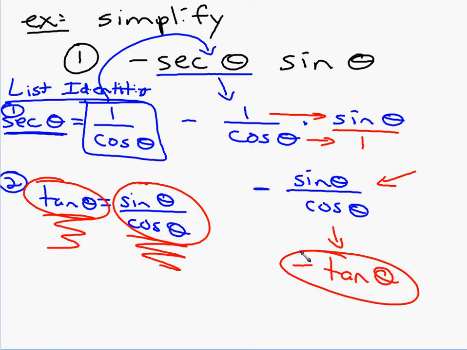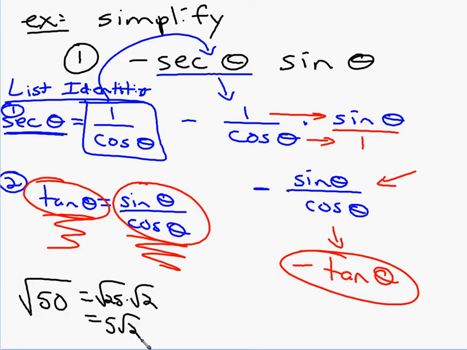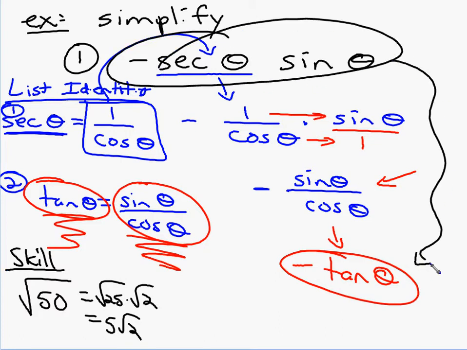Now, a lot of times people ask, what's the point of this? Well, the point is learning a skill to simplify an expression. Just like back earlier in the year, remember when we learned how to simplify the square root of 50? And we said that that was the square root of 25 times the square root of 2, and that's 5 radical 2. That was a skill that we learned earlier in the year. We are learning a new skill, which is taking this expression and simplifying it down to this expression. Let's look at another example. The more of these you do, the more comfortable that you will get with them.